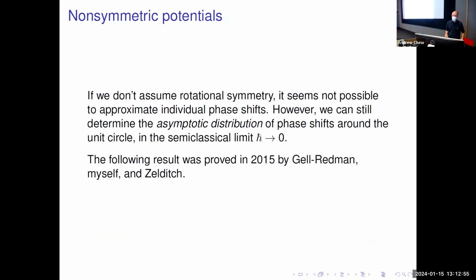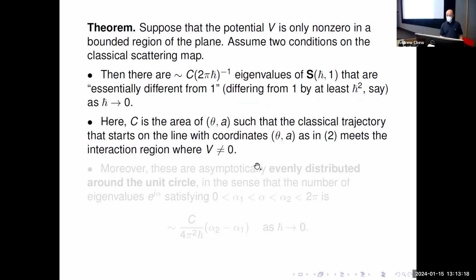So what happens when you don't assume rotational symmetry? Well, then it doesn't seem possible to say what individual phase shifts are, but we can still make statements about the asymptotic distribution of those phase shifts around the unit circle. The following result was proved in 2015 by myself with Jesse Gell-Redman and Steve Zelditch. Well, I say theorem. I'm not actually going to tell you all the conditions of the theorem. They're slightly technical. Suppose that the potential is only non-zero in a bounded region.